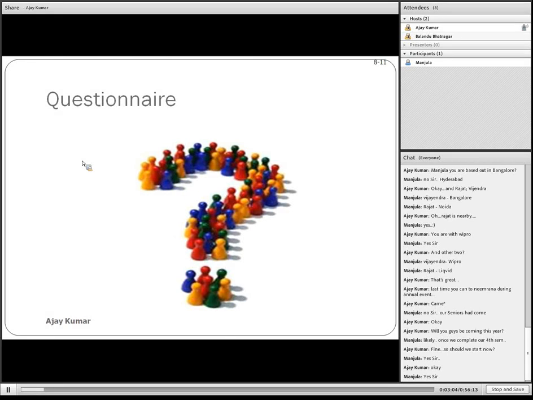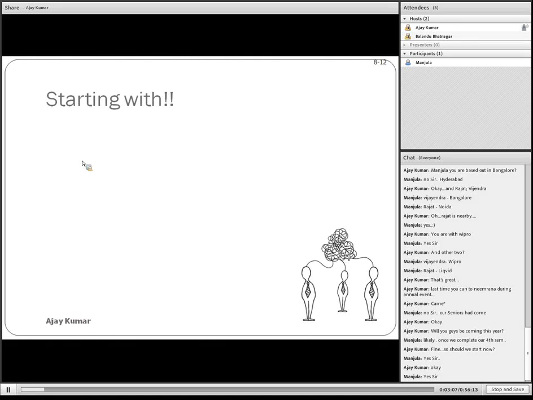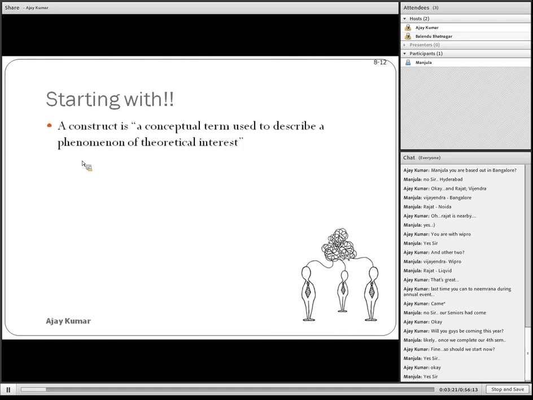Before starting this, we have to get some of our concepts clear. Let me make some terminologies clear to you, which we will be using intermittently while discussing the designing of questionnaire. The first one is a construct. Suppose I am trying to measure attitude of XYZ or personality of PQR. Something which I am trying to measure is something which we call a construct. So construct would be a conceptual term which I will use to describe a phenomenon of my interest, which I would be trying to measure by means of a questionnaire.